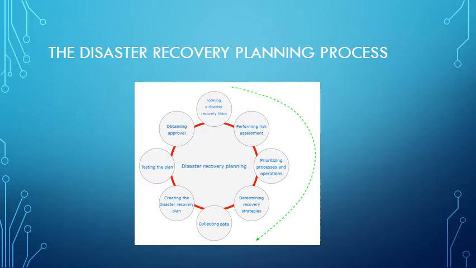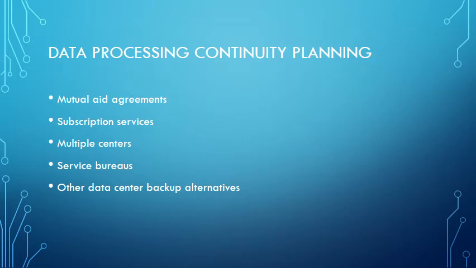So the whole process could be looked at in this image here, which shows first you have to form the disaster recovery team, then you will do a risk assessment. You will be prioritizing processes and operations that are vital to the organization, determining recovery strategies, collecting data, creating a plan, testing the plan, and obtaining approval. And this could be repeated as time goes along.